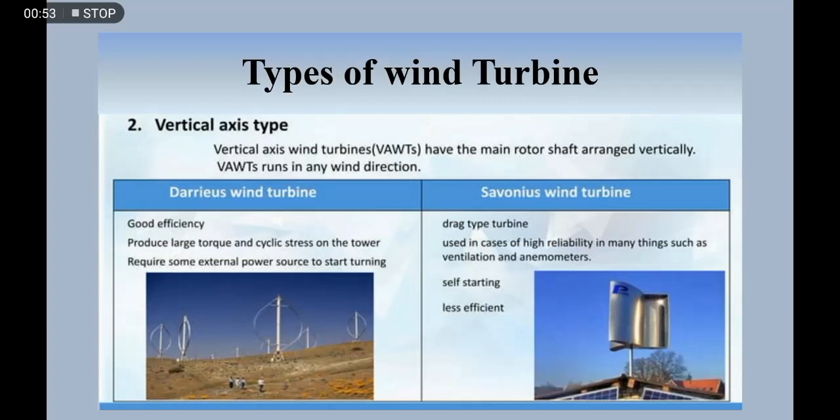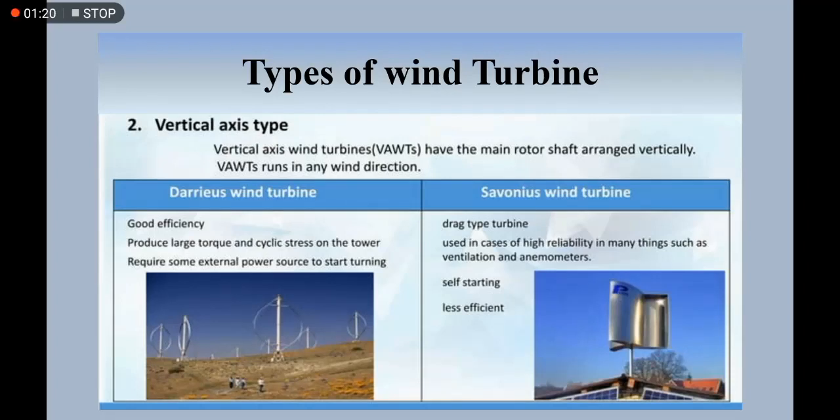The Darrieus wind turbine has relatively good efficiency and produces large torque. Cyclic stress on the tower is an issue, and it requires some external power source to start turning. But the Savonius wind turbine is basically a drag type turbine. It is self-starting and less efficient, and used in cases of high reliability needs, such as ventilation and anemometers.